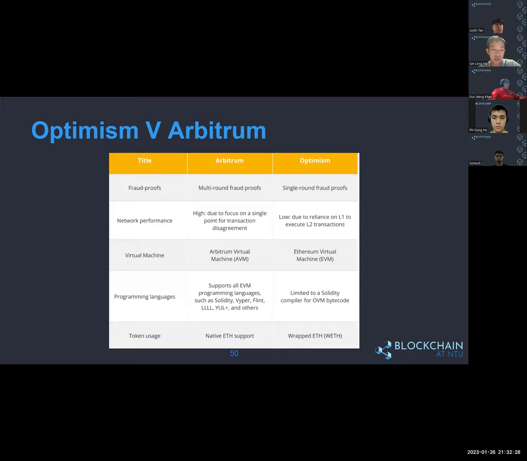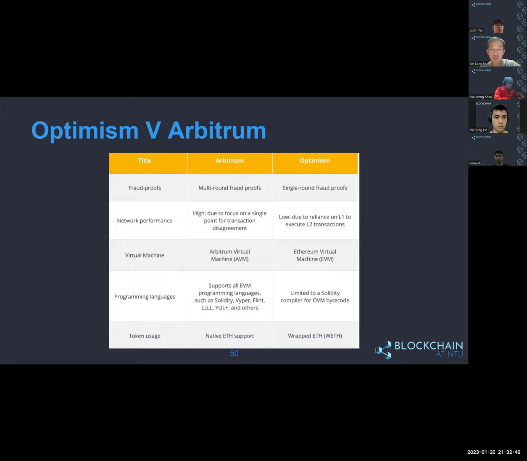Network performance for Arbitrum is high because it's focused on a single point of transaction disagreement. And for Optimism, it's contrasting because of the reliance on L1 to execute the L2 transactions. With regards to virtual machines, Arbitrum uses AVMs, while Optimism uses the more openly available Ethereum virtual machines.